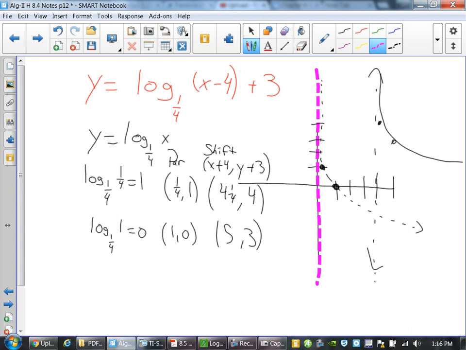Go to the next problem. There's no horizontal asymptotes in this, right? There's no horizontal asymptote in logarithms. Exponential functions have the horizontal asymptote, whereas the logarithms have the vertical asymptote. That's the difference between the two graphs.